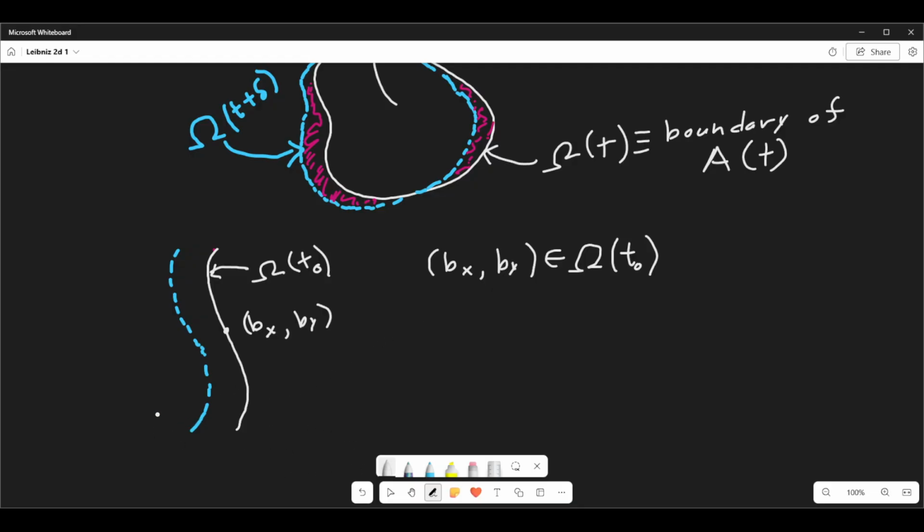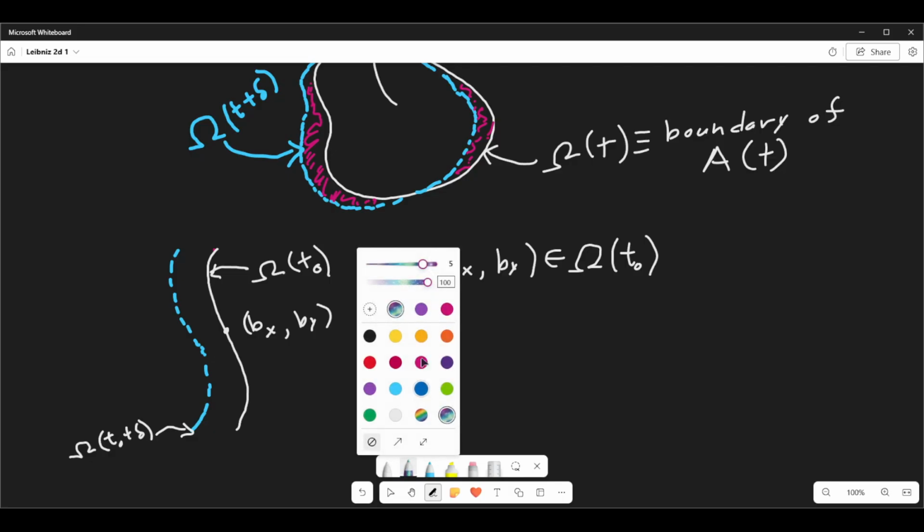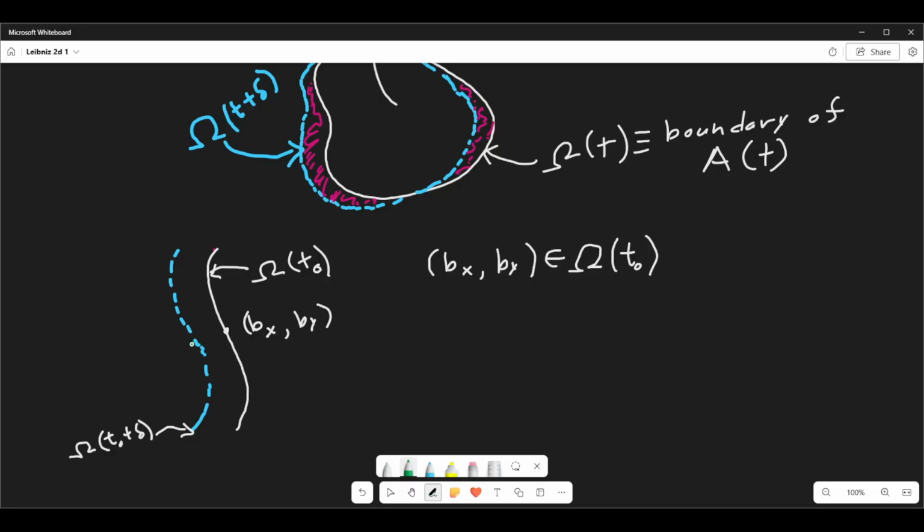And then this function, of course, moves. So now it's at t naught plus delta t here. And there's this little interval, which is going to be ds, which is a distance along the curve.